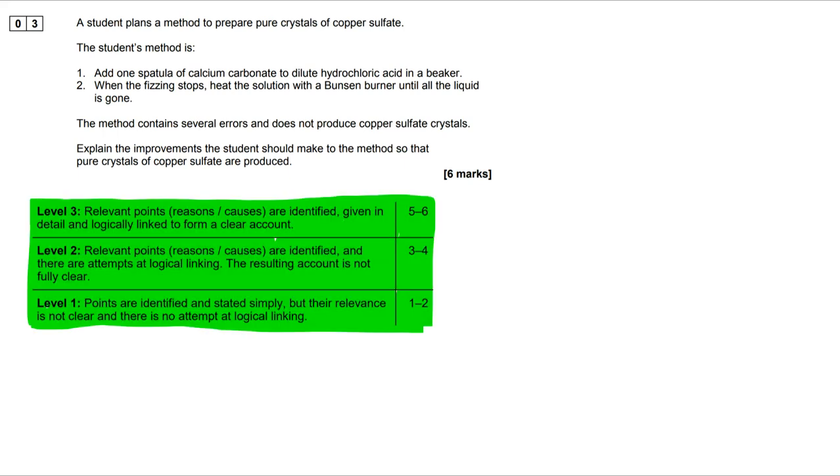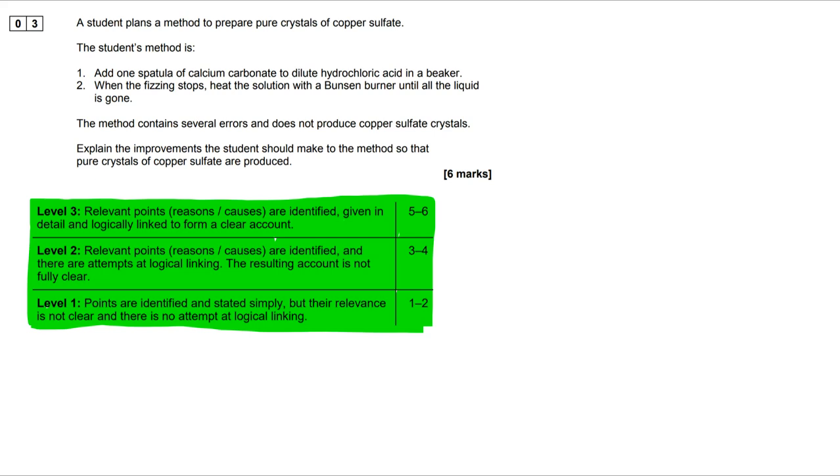First thing to do is note down how the marks are allocated, and it depends on whether you're a level 3, a level 2 or a level 1 question. And for this you need all of the relevant points, detail and logical linking for level 3, down to level 1 where points are identified and stated but there's no clear relevance and you're not really linking things together in a logical way. Now the question itself, we are asked about a method to prepare pure crystals of copper sulfate.